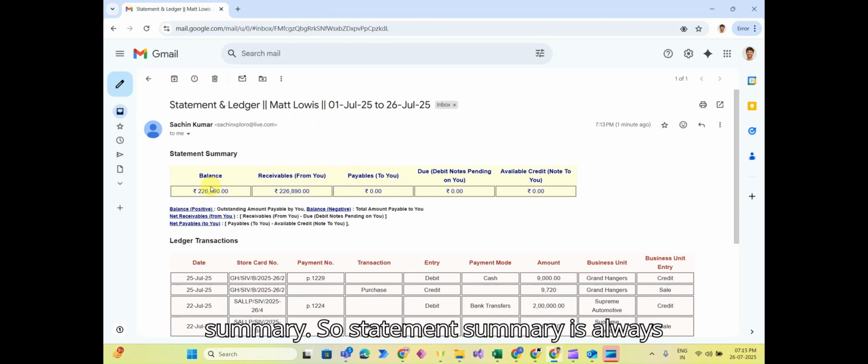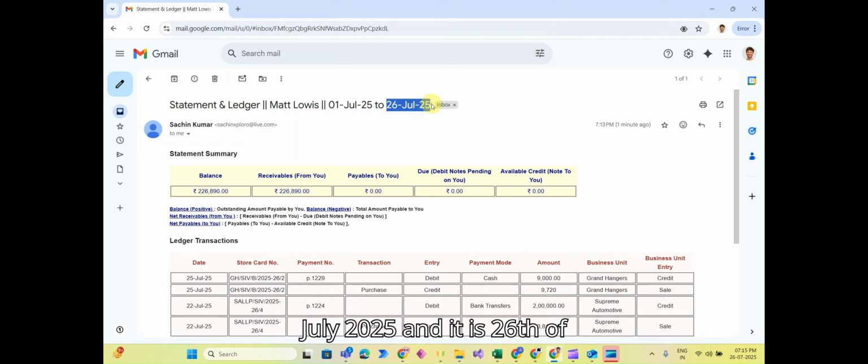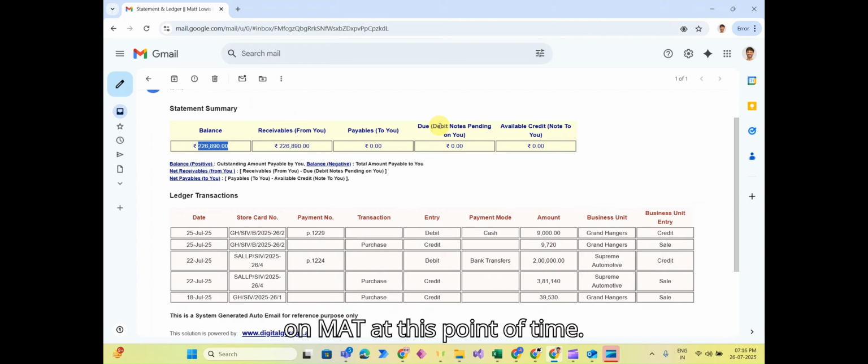The statement summary is always as of this date. So even if you have selected 26th of July 2025 and it is 26th of July 2025, had it been like 20th of July, you will always get the latest statement summary. So 2,26,890 rupees is pending on Matt at this point of time.